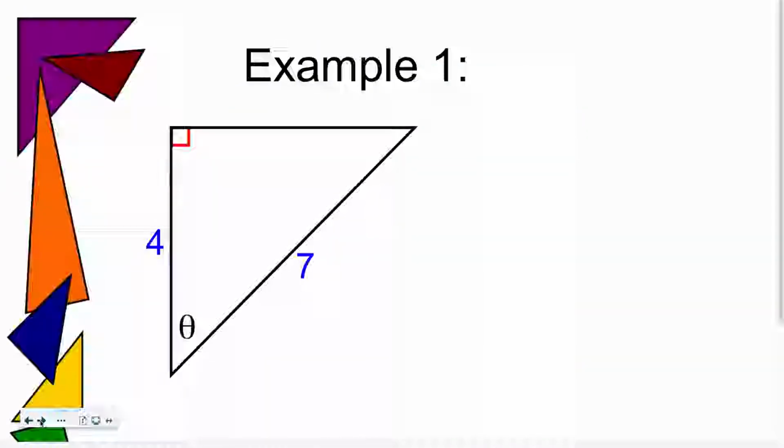Example 1. You can copy the right triangle in your notes. Some of your homework problems tonight are going to ask you, I don't have directions on here, but basically to find the six trig ratios for theta.